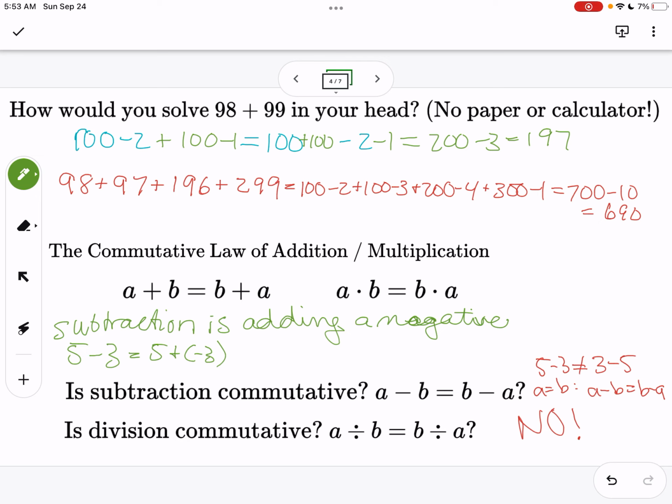Now we can commute these values. We can write that as negative 3 plus 5. This is not 3 minus 5. We are commuting numbers that are being added, not subtracted. So in this sense, we can commute, which is what we used up here to commute the minus 2 with the plus 100.